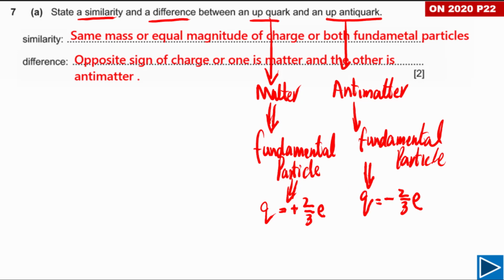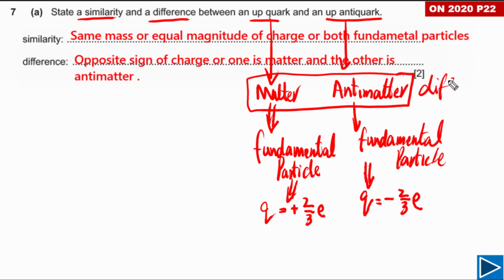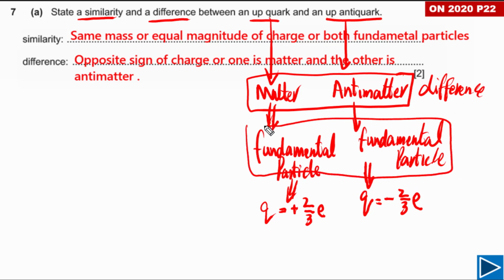This is how you can write down the answer. Simply you can say matter, antimatter. So this can be the difference. This can be the difference. We can say one is matter, the other one is antimatter. If we need to write down what is similar, simply you can write down both of them.